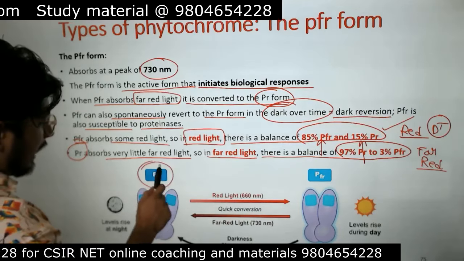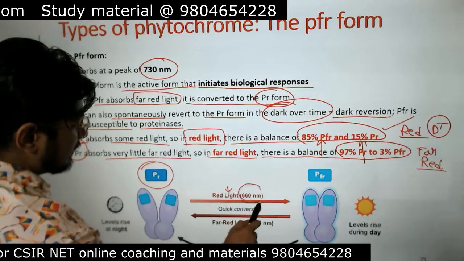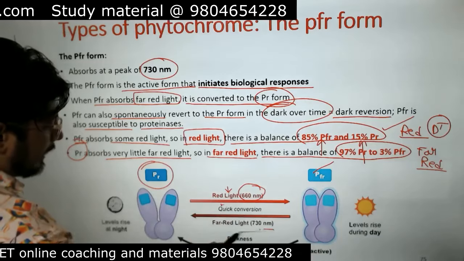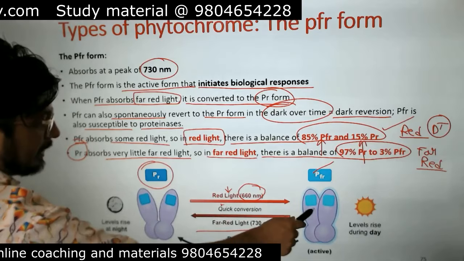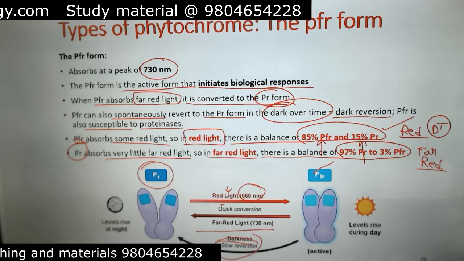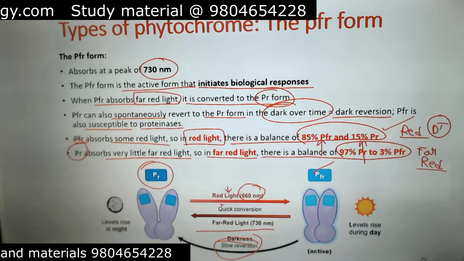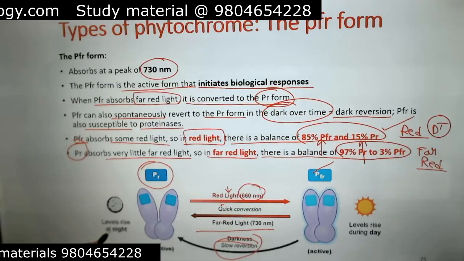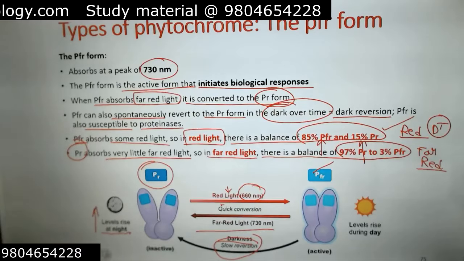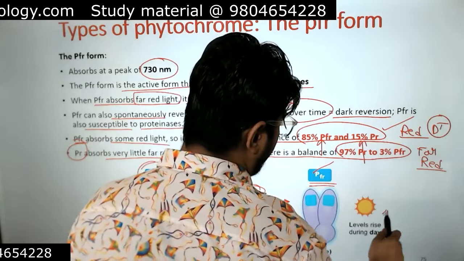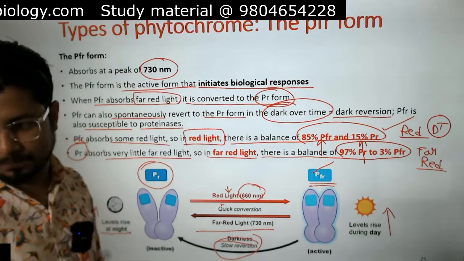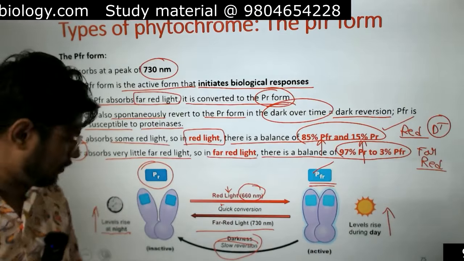So here again, PR on receiving red light at 660 nanometer is converted to PFR. That is a quick conversion. And then in far red light at 730 nanometer, in darkness, PFR becomes PR, which is a slow reversion. So remember one thing: at night, the level of PR increases. At daytime, the level of PFR increases. Because at daytime, most of the physiological activity is at its peak. At night time, it slows down.